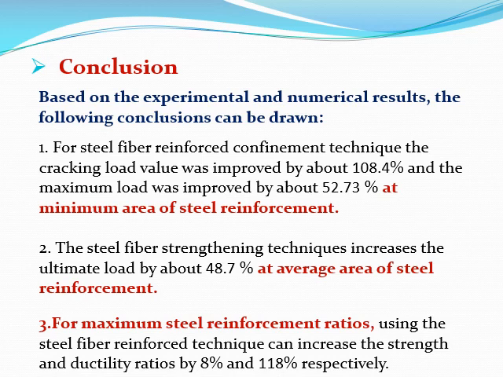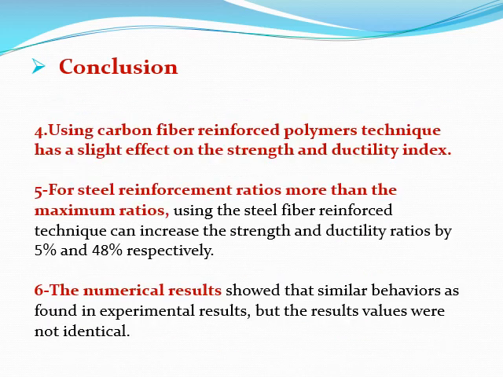Third, for maximum steel reinforcement ratios, using the steel fiber reinforced technique can increase the strength and ductility ratios by 8% and 118% respectively. Fourth, using the carbon fiber reinforced polymers technique has a slight effect on the strength and ductility index.